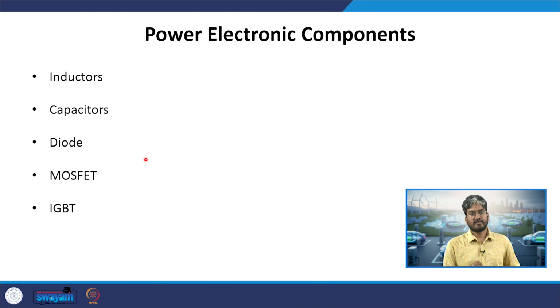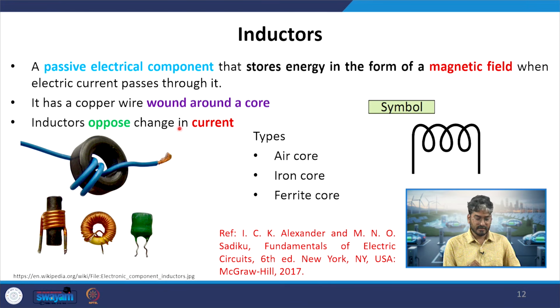Okay. So first is our inductor. An inductor is a passive electrical component that stores energy in the form of a magnetic field. Suppose this is the inductor circuit. We will see that magnetic lines will be developed around it when we pass current through it. It has a copper wire wound on a core. The inductor opposes change in the current.